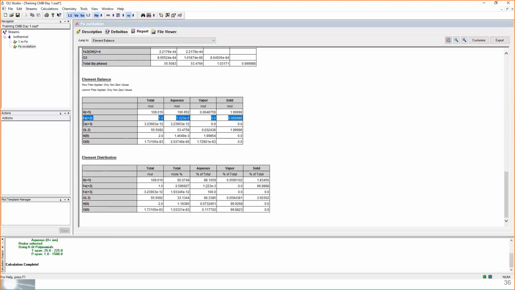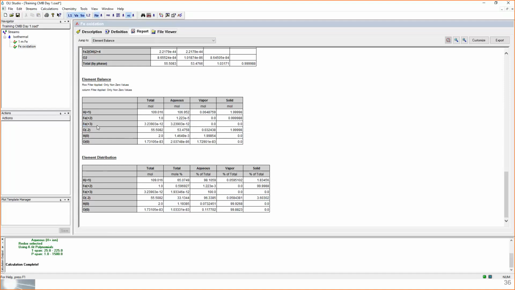Then you also see that some of the elemental iron was also oxidized to iron +3, but really it's very small amounts, and it's mostly in the aqueous phase. And notice that now you don't have any elemental iron. You don't see any elemental iron here. All of it has been oxidized.